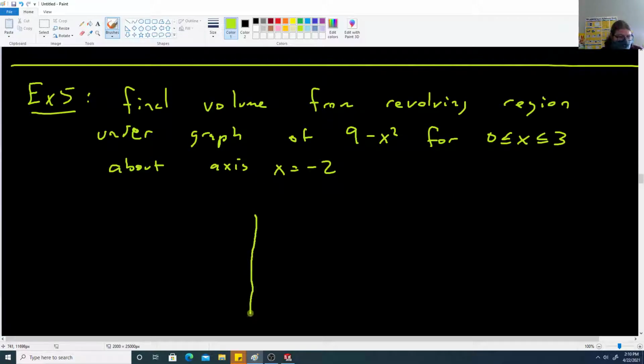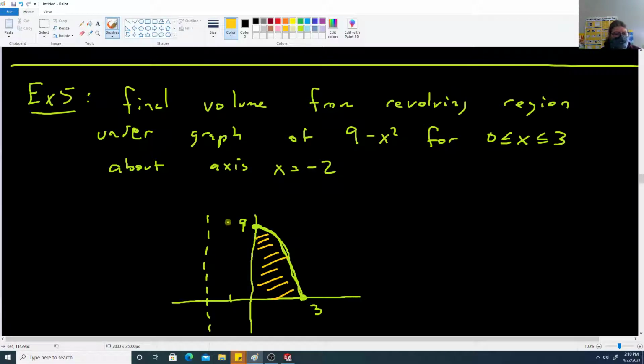So basically, this time what they're asking us to do, 9 minus x squared is a parabola. We're up here at 9. It has an x-intercept down here at 3. So we're looking at kind of this part of the curve of a parabola. And they're telling us to take that part. Here is the line x equals -2. And they want us to revolve this shape here about that line.